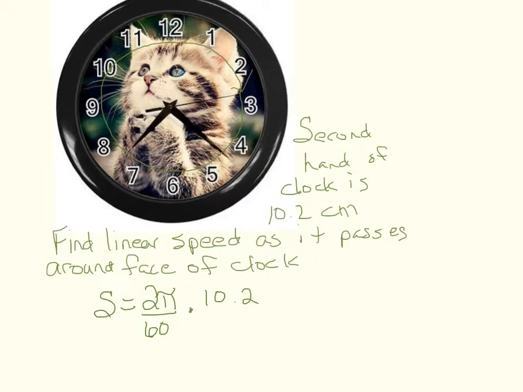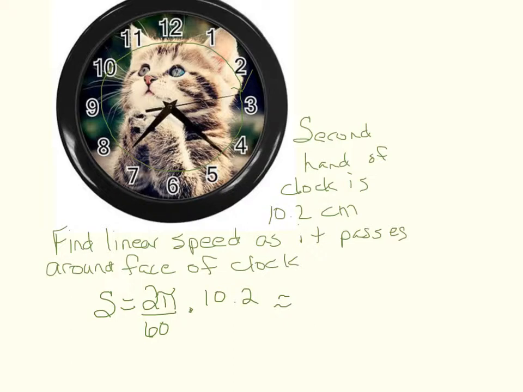Remember, speed is always related to time. And it takes 60 seconds for that second hand to go all the way around. If it was a minute hand, how long would it take a minute hand to go all the way around? 60 minutes to go all the way around the face of the clock. All right, so this is approximately, let's see. You can plug that in the calculator and get an approximation.